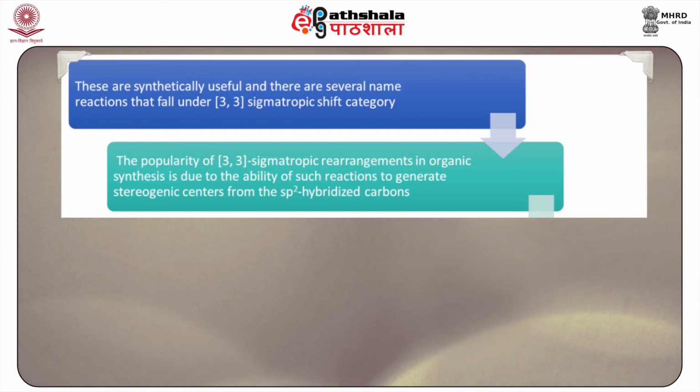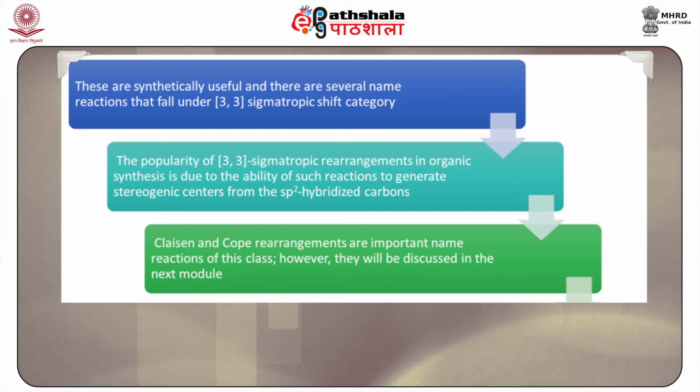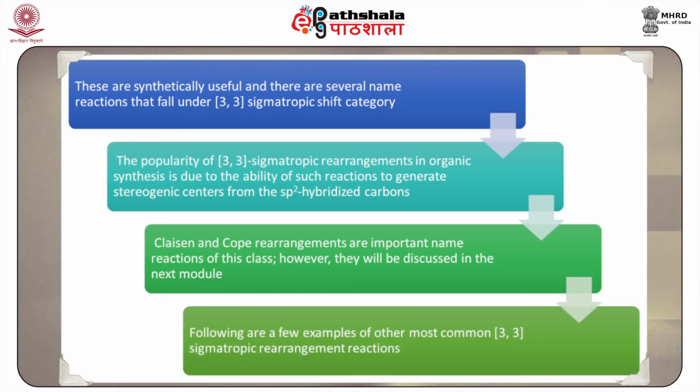reactions to generate stereogenic centers from the sp2 hybridized carbons. Claisen and Cope rearrangements are important name reactions of this class. However, they will be discussed in the next module. Following are a few examples of other most common 3,3 sigmatropic rearrangement reactions.